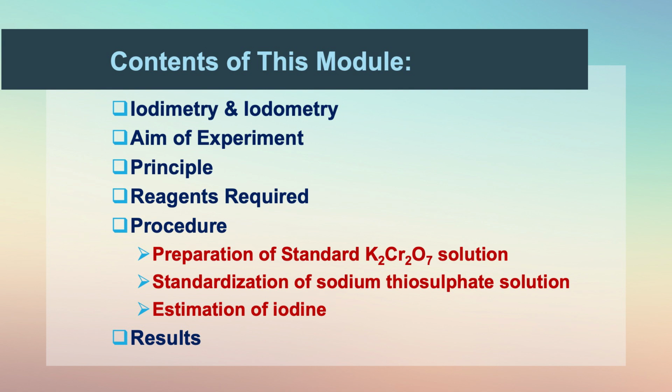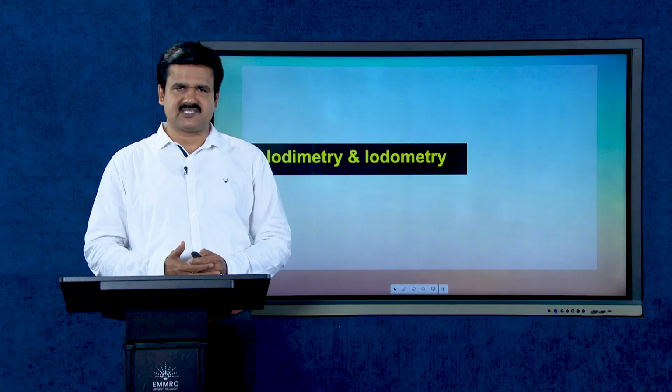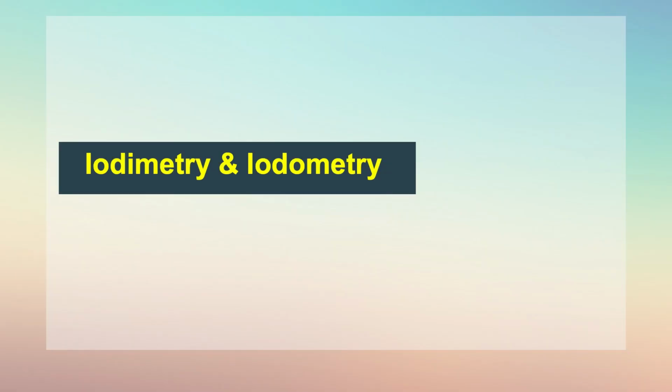for the experiment, experimental procedure, that means preparation of standard K2Cr2O7 solution, standardization of sodium thiosulfate solution and estimation of iodine. Finally, results of these analysis. First of all, iodimetry and iodometry.